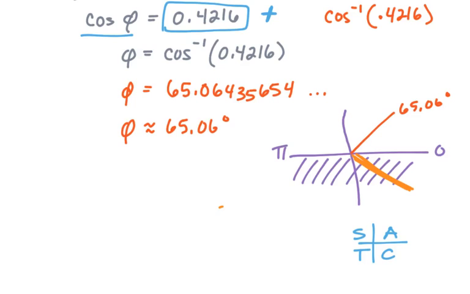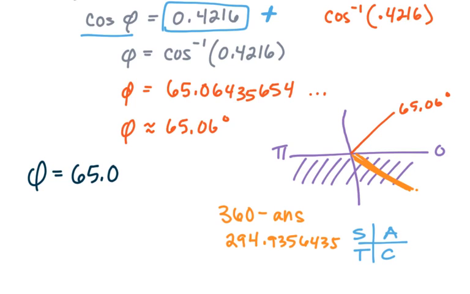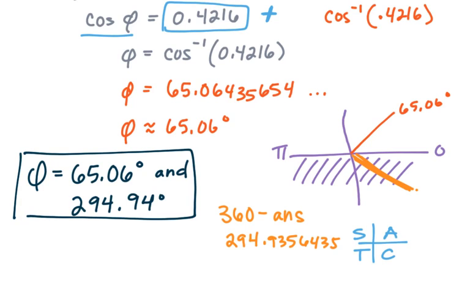And so if I type into my calculator 360 minus, and I can use that second answer button, right? So 360 minus the answer, that's going to give me an angle measure, 294.9356435, which is in quadrant 4. So my final answer for this problem, I would say phi is 65.06 degrees and 294.94 degrees. I have two solutions.